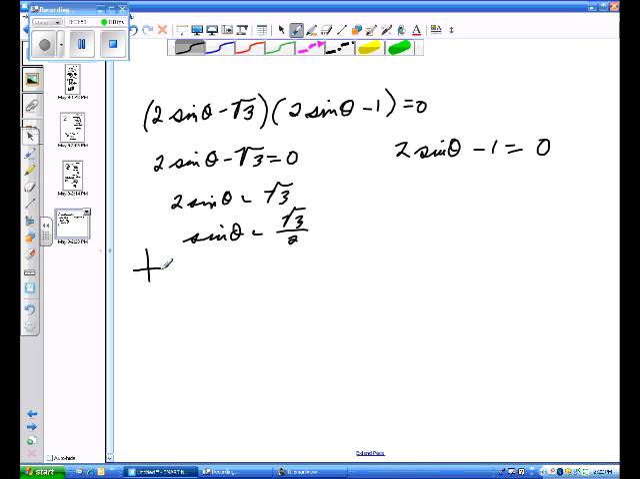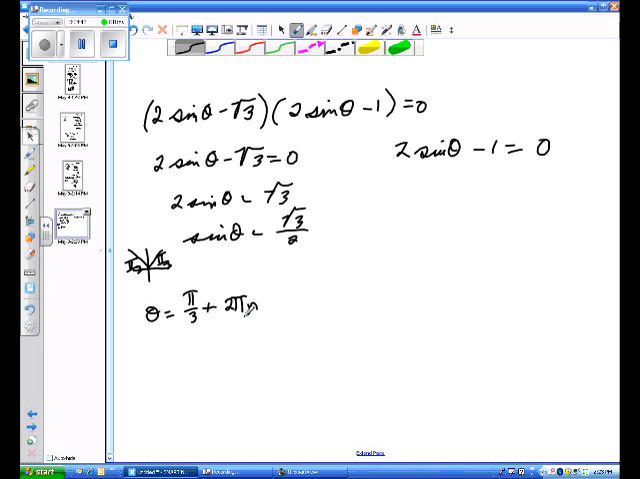Okay, we have to think about the positive and the negative. Sine is positive in the first, and it's positive in the second. So pi over 3 is our reference angle. So one angle that theta could be would be pi over 3. Now, it's also going to be all the angles that are coterminal to that. So the way that we write that, a rotation is 2 pi. So we would write this as plus 2 pi times n, where n is an integer.